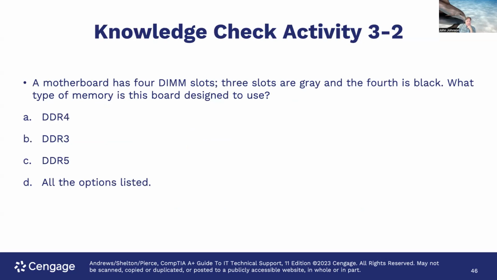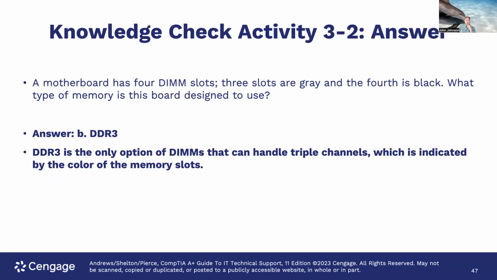So now, knowledge check. A motherboard has 4 DIMM slots. 3 of the slots are gray and the 4th is black. What type of memory is this board designed to use? Is it for DDR4, DDR3, DDR5, or all the options listed? Well, the answer is DDR3. We had a picture of that earlier. DDR3 is the only option of DIMMs that can handle triple channels, which is indicated by the color of the memory slots. So that's the one we saw earlier in the image, where we had 3 of one color and then the 4th.